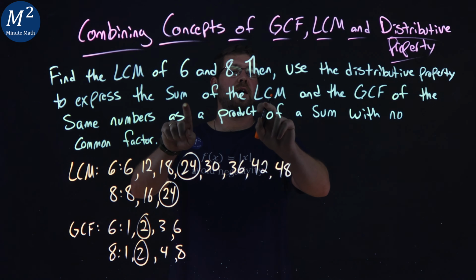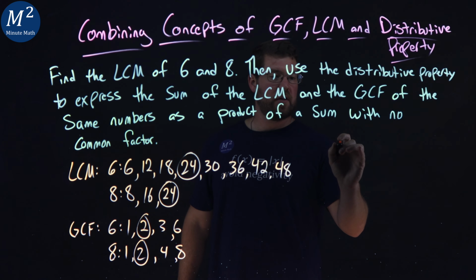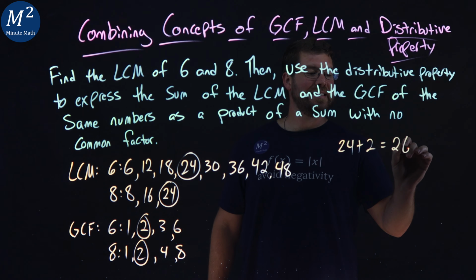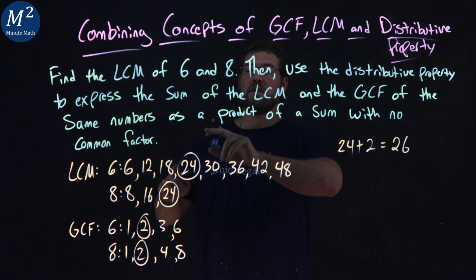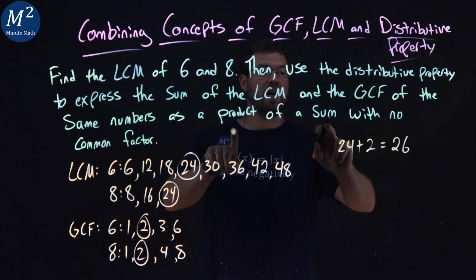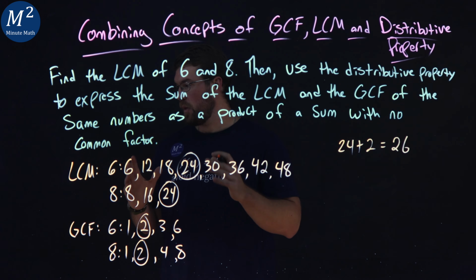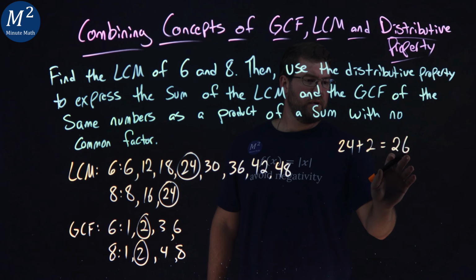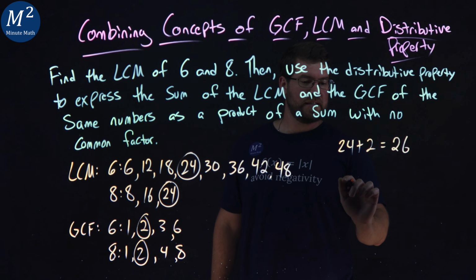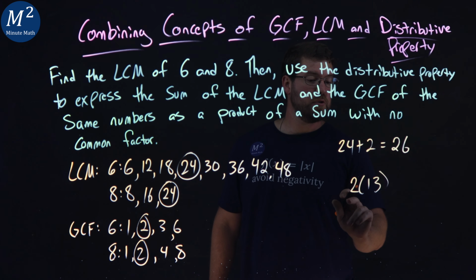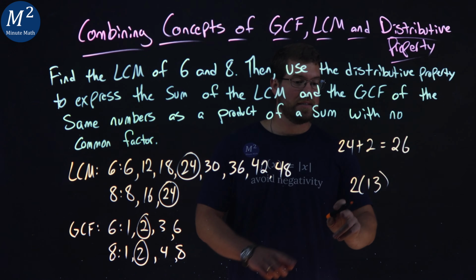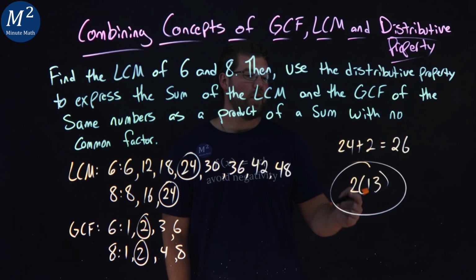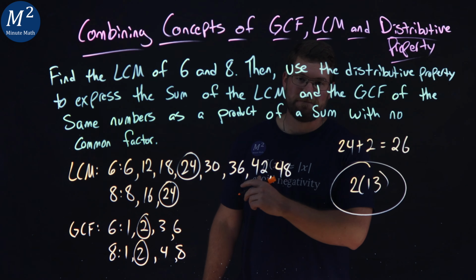So express the sum of the LCM and GCF. That's going to be 24 plus 2, which is 26. Express the sum as a product of a sum with no common factor. Okay. So a product with no common factor. So no common factor with 26. If we have a 2 and a 13, 2 times 13 gets us 26. There's no common factor between these two numbers. And after all that, we have 2 times 13.